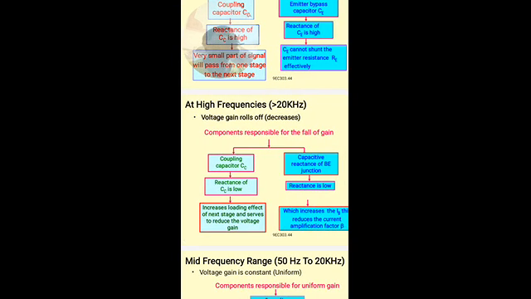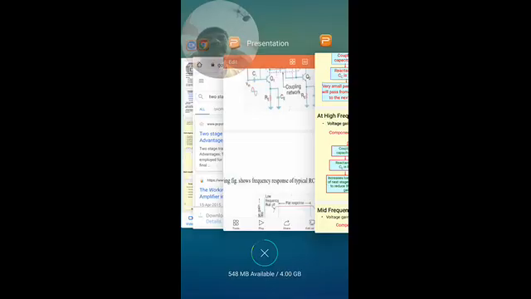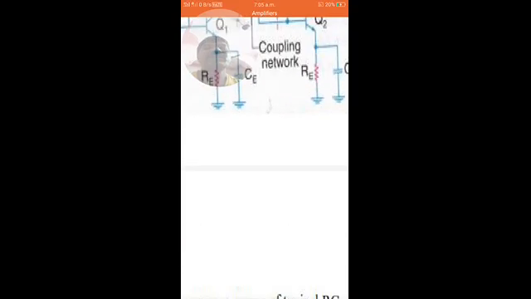At high frequencies, above 20 kilohertz, the reactance of the coupling capacitor is very low, so the signal gets coupled effectively. But there is the inter-electrode capacitance, the capacitive reactance of the base emitter junction. Here in the high frequency region, we have the base and emitter.